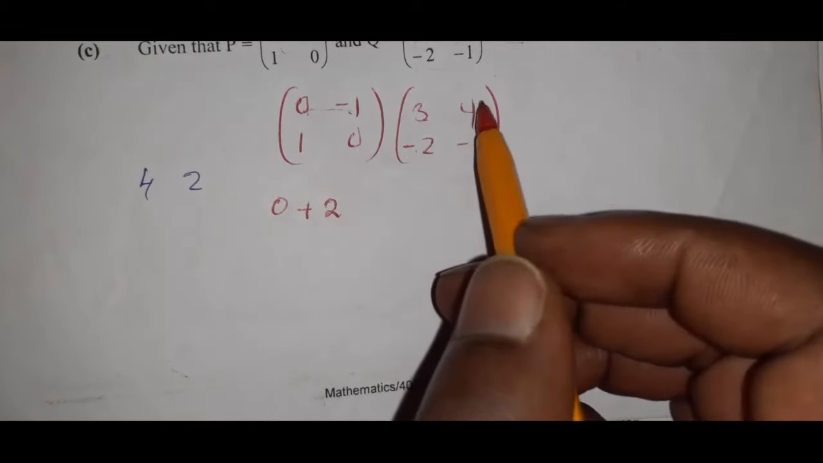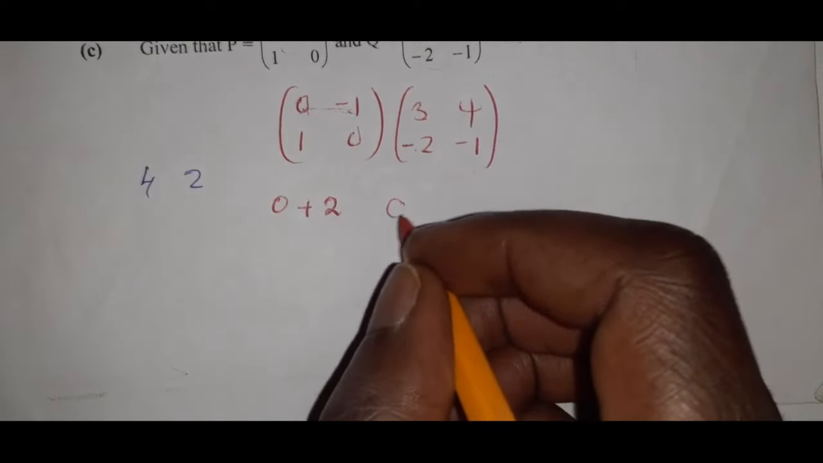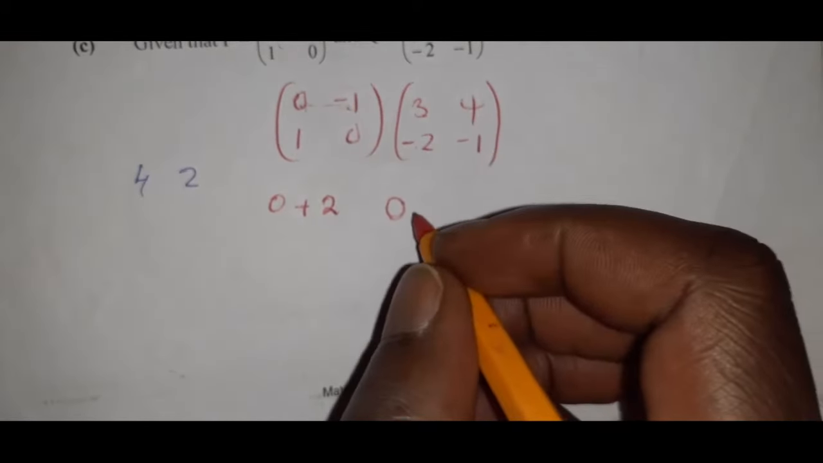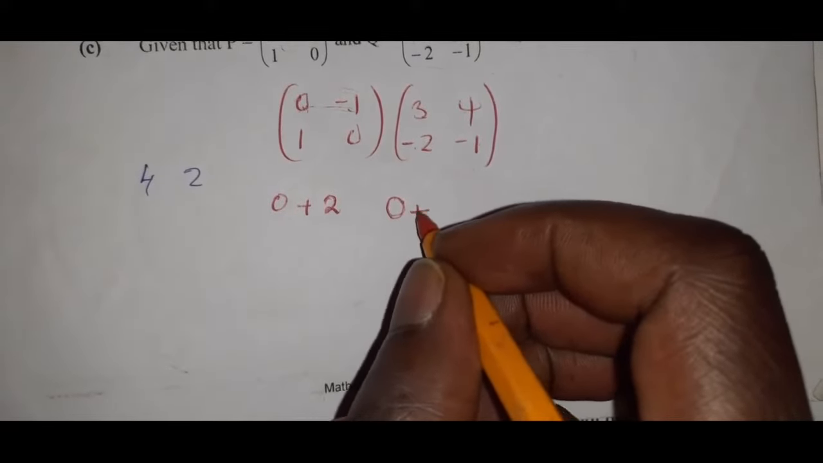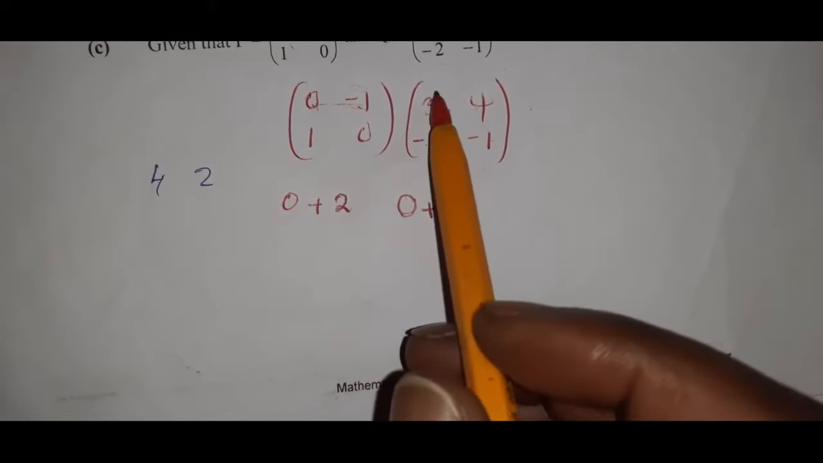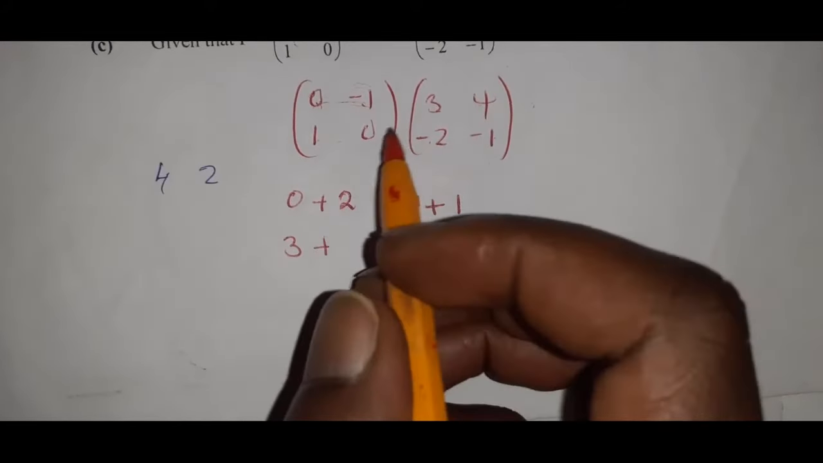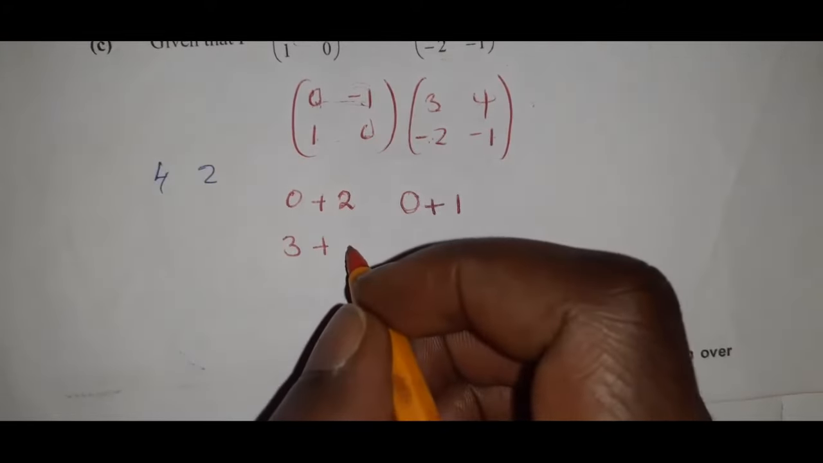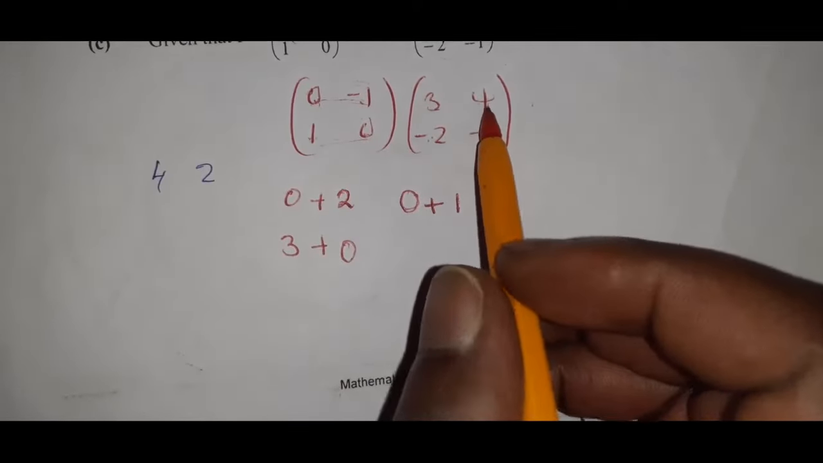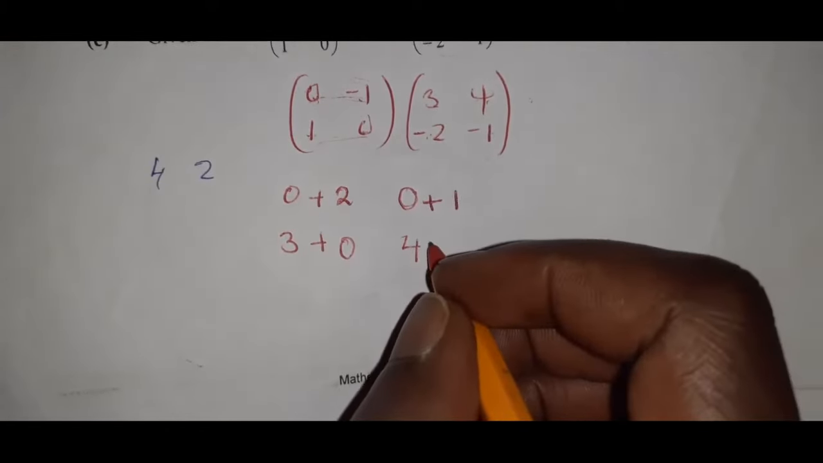This now row by the second column, this row by the second column. So 0 multiplied by 4, we have 0. Then -1 multiplied by -1, we have +1. Okay. Then we come to this row by the first column. 1 multiplied by 3, we have 3, plus 0 multiplied by -2, it's 0. This row by the second column, 1 multiplied by 4, it's 4. 0 multiplied by -1, it's 0.